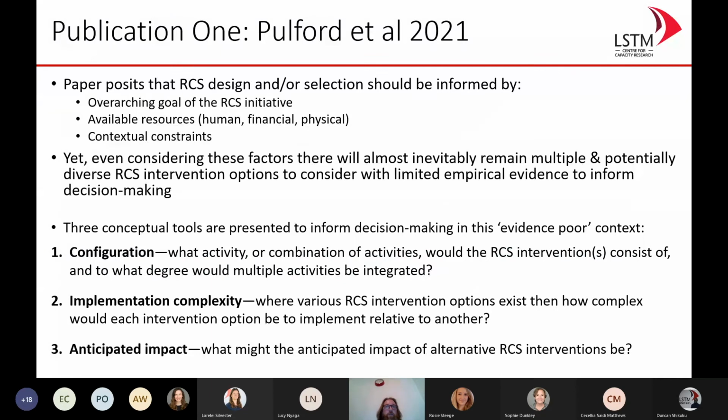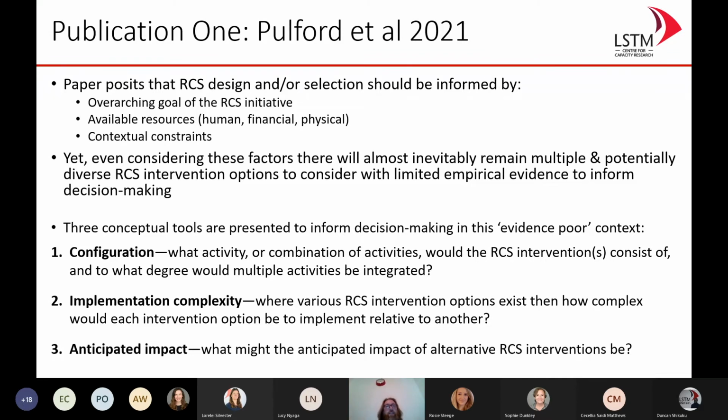Starting with the first publication, this paper posits that RCS design and/or selection should firstly be informed by the overarching goal of your initiative. What is it that you're trying to achieve? Clearly, that will inform the types of things you might do. On a practical sense, you're also constrained by the resources you have, human, financial, and physical, and the contextual constraints, simply what is possible in the environment that you are planning to implement your RCS program in. So all of those things always need to be considered.